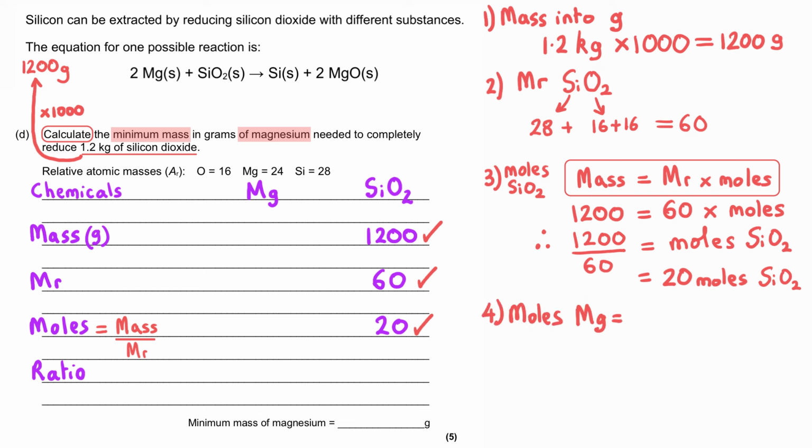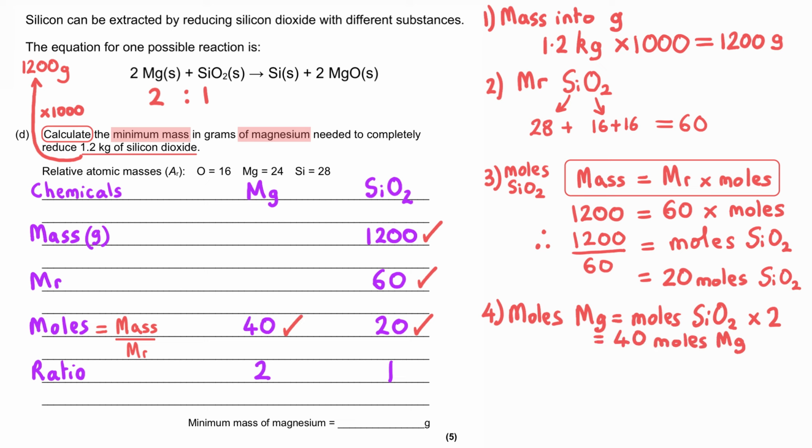And then for the fourth mark, we need to work out the moles of magnesium, which would precisely react with 20 moles of silicon dioxide. And to do this, we need to return to the chemical equation. We can see from the chemical equation that 2 moles of magnesium react with 1 mole of silicon dioxide. Or in other words, however many moles of silicon dioxide we are using, we will need twice the number of moles for magnesium. And so what we need to do here is take the moles of silicon dioxide and multiply it by 2. And this gives us 40 moles of magnesium.